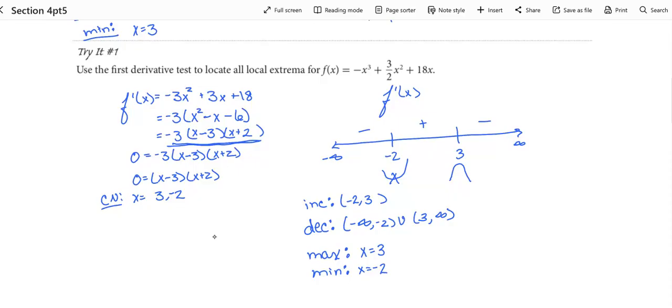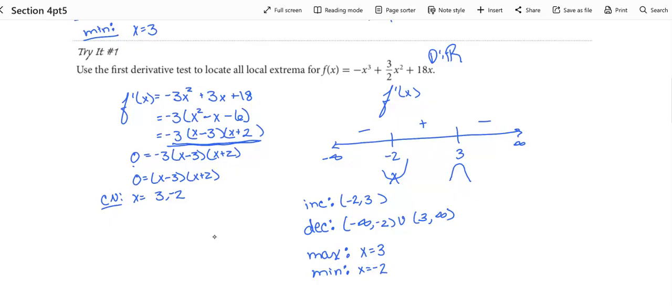So there's my derivative. Now we're going to set that derivative equal to 0, which means we're going to set each of those factors equal to 0, after I think about dividing by -3 here. That's going to give me two critical numbers, one at 3 and one at -2. So remember the domain for this function is all real numbers, so my sign chart is going to go from -infinity to +infinity.